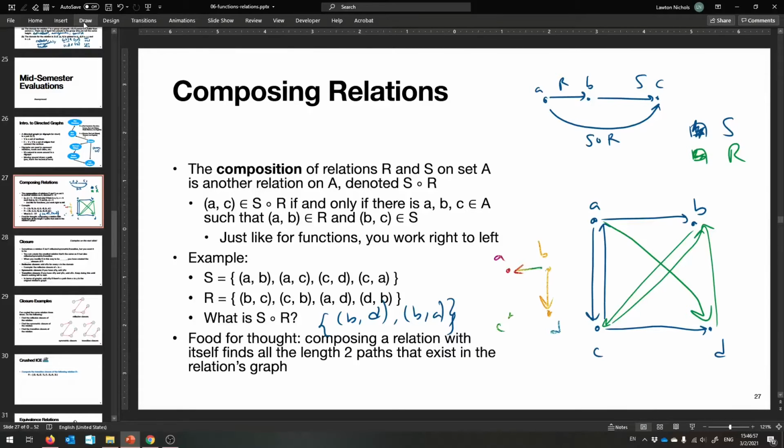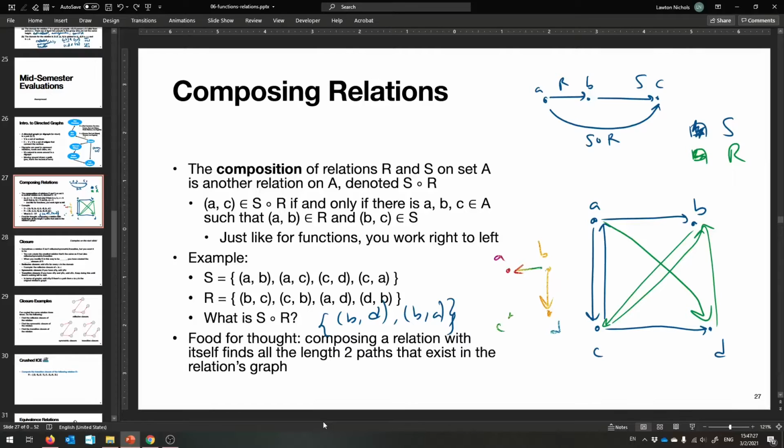You first follow something in R, so you take the BC, and then you match up the C with something in S, okay? Because then you can go from B to C and then C to D, and that's the composition. Okay, just watch out that R needs to be done first, even though it's on the right side. Okay, hopefully that made some sense. That is composing relations.